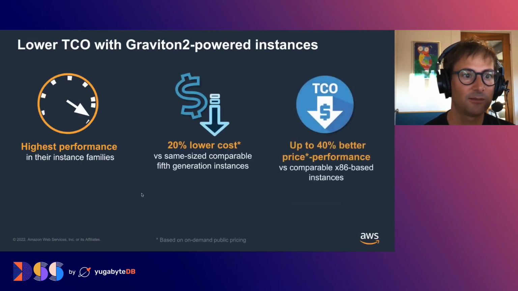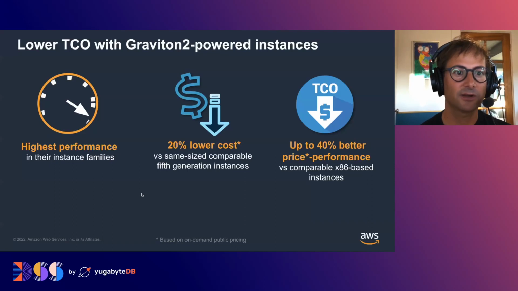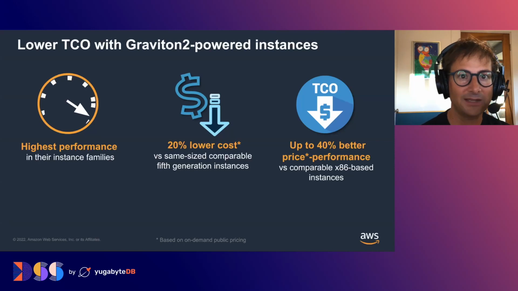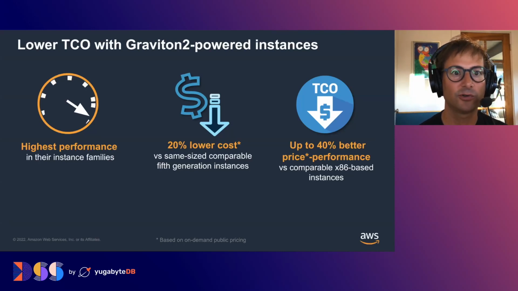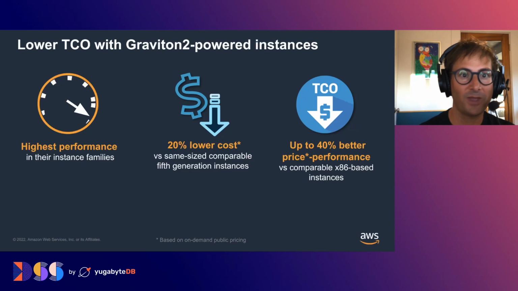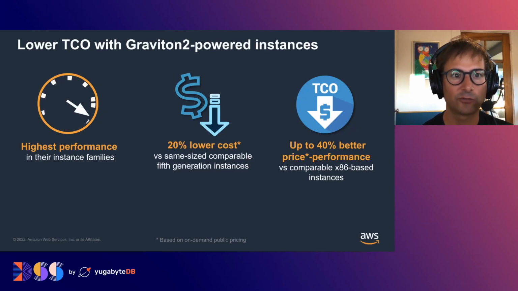Thank you. From a TCO perspective, the Graviton 2-based instances tend to offer the best level of performance in our portfolio in their instance family. They're 20% lower costs compared to the equivalent instances using x86 processors in the same generation, and they can be up to 40% better from a price performance. So you may ask, where's that 40% coming from? So it's a combination of the 20% lower cost on the on-demand price.